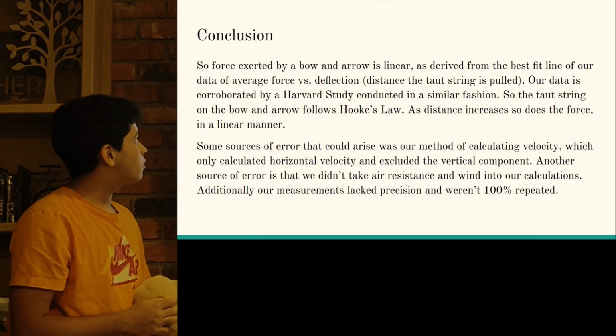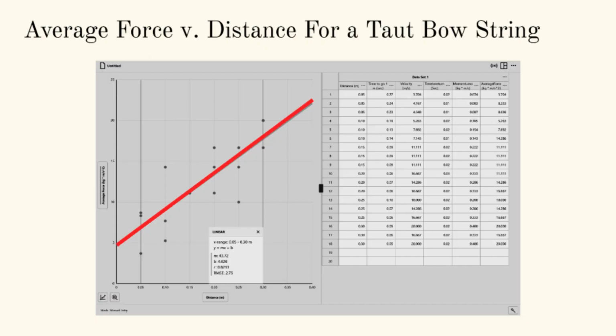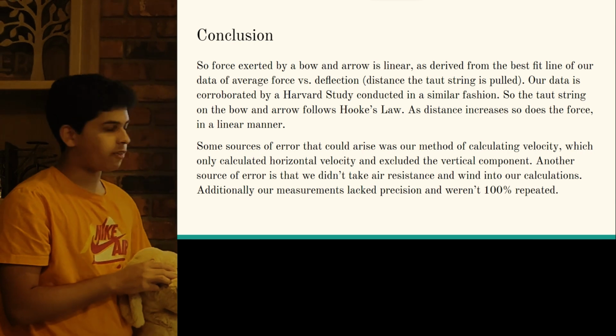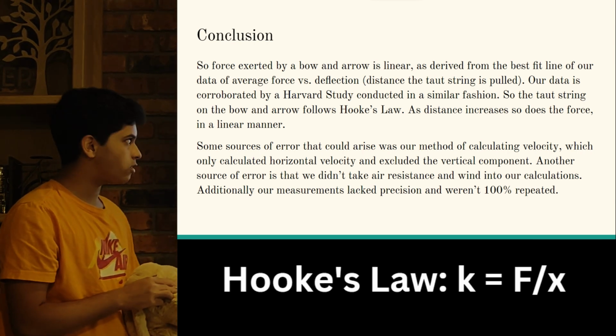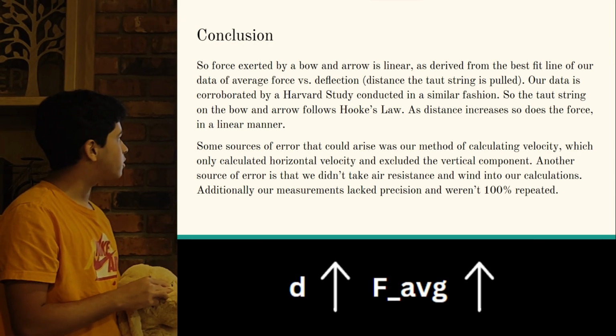Conclusion. So, the force exerted by a bow and arrow is linear as derived from the best fit line of our data of average force versus deflection, which is the distance the taut string is pulled. Our data is corroborated by a Harvard study conducted in a similar fashion as well. So, the taut string on the bow and arrow follows Hooke's law. As distance increases, so does the force in a linear fashion.